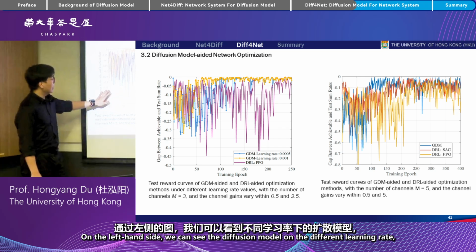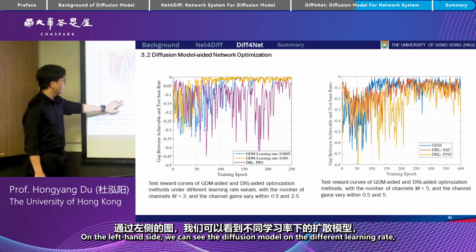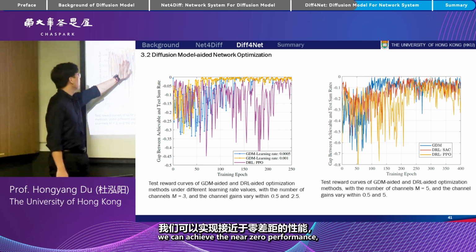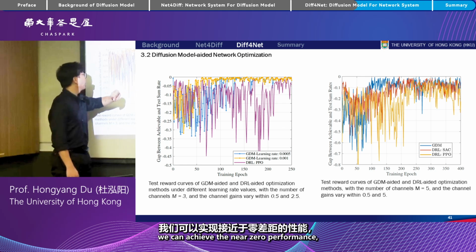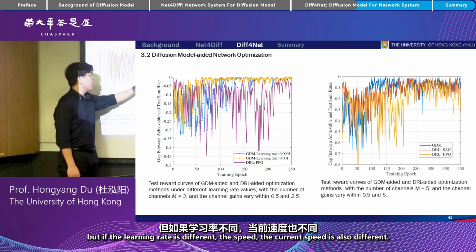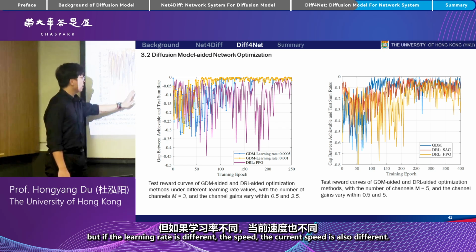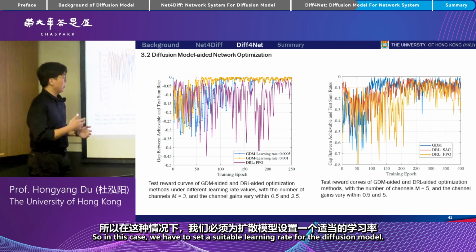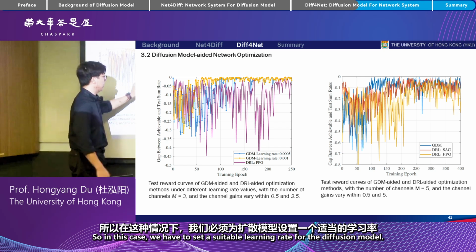On the left-hand side, we can see the diffusion model with different learning rates. We can achieve near zero performance, but if the learning rate is different, the converging speed is also different. So in this case, we have to set a suitable learning rate for the diffusion model.